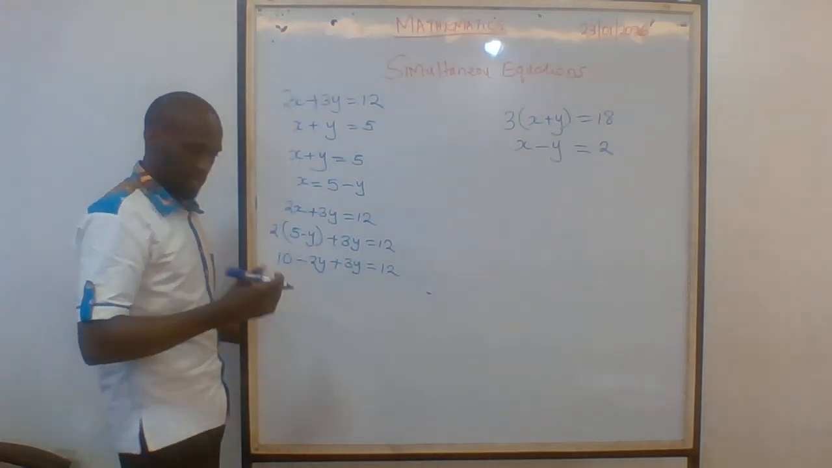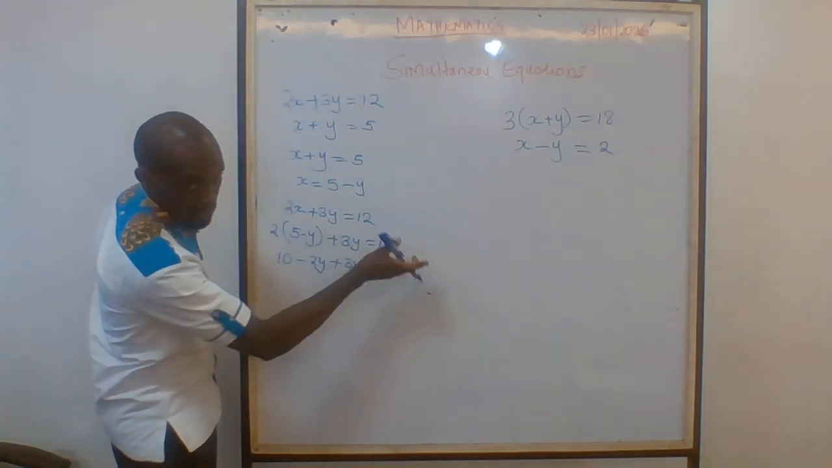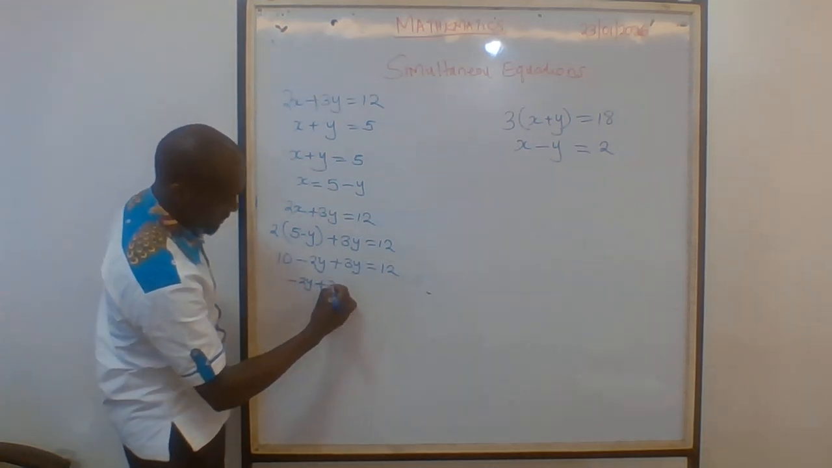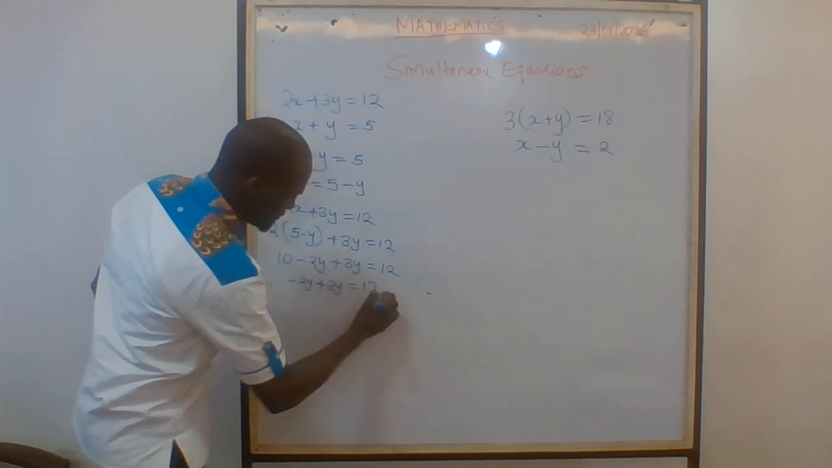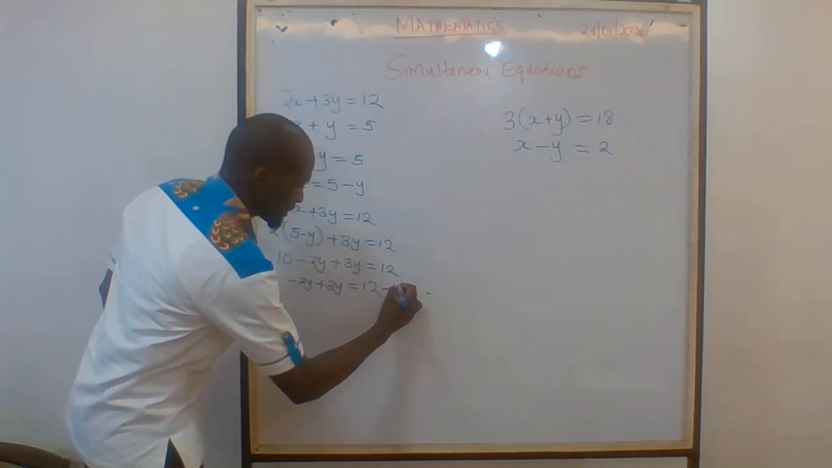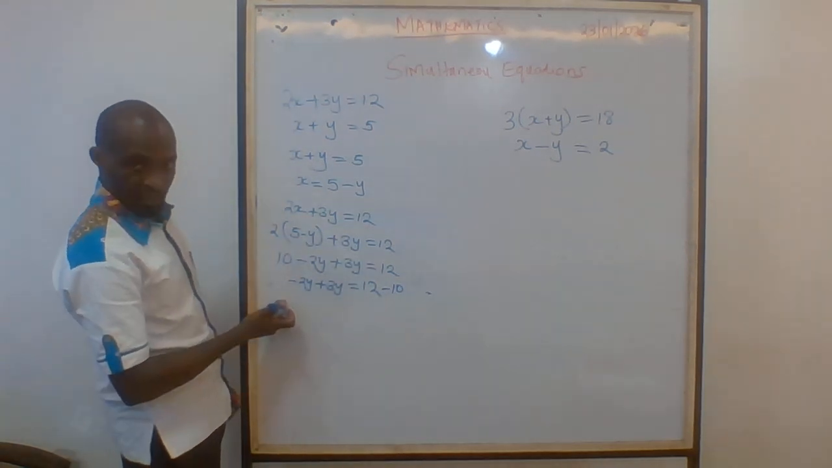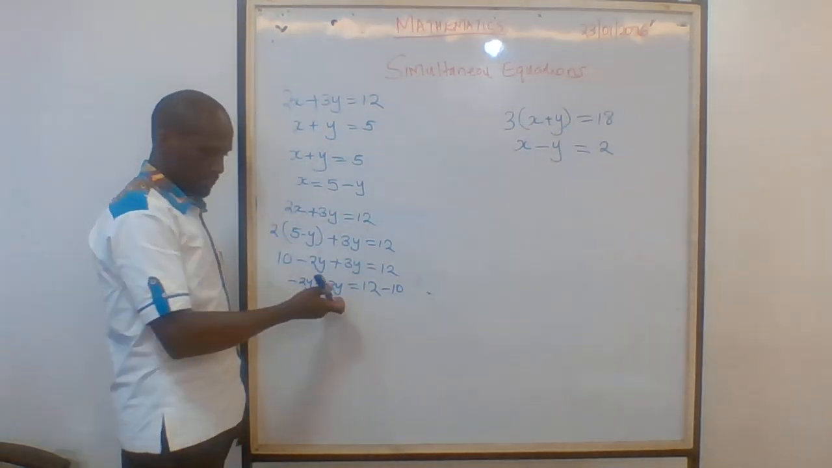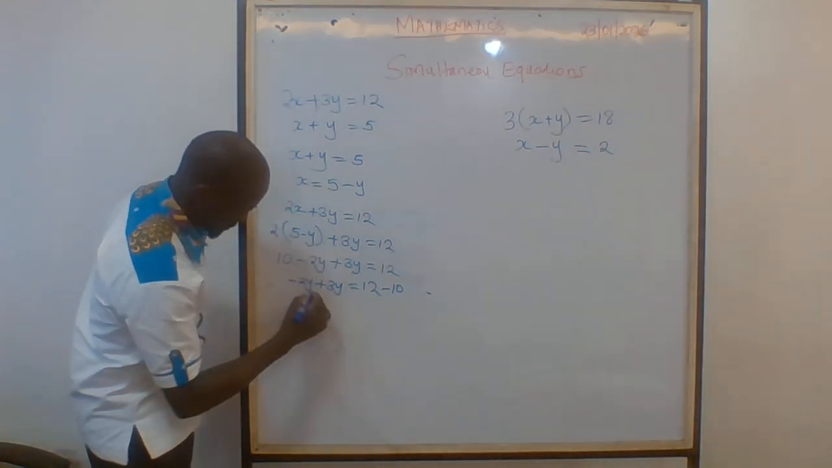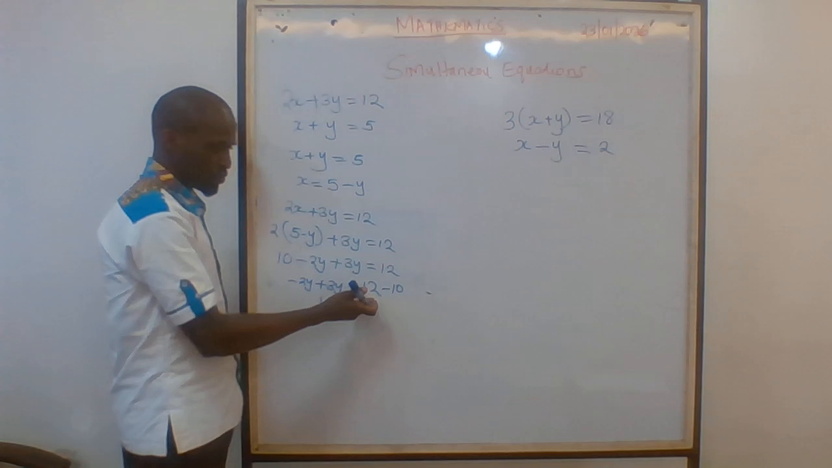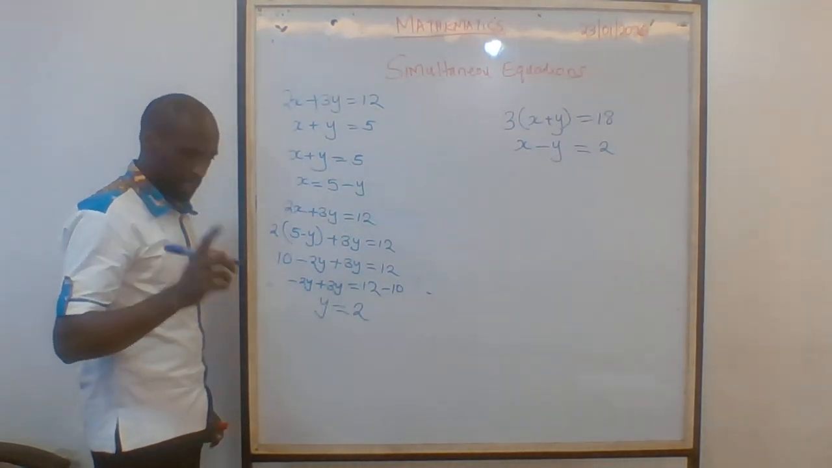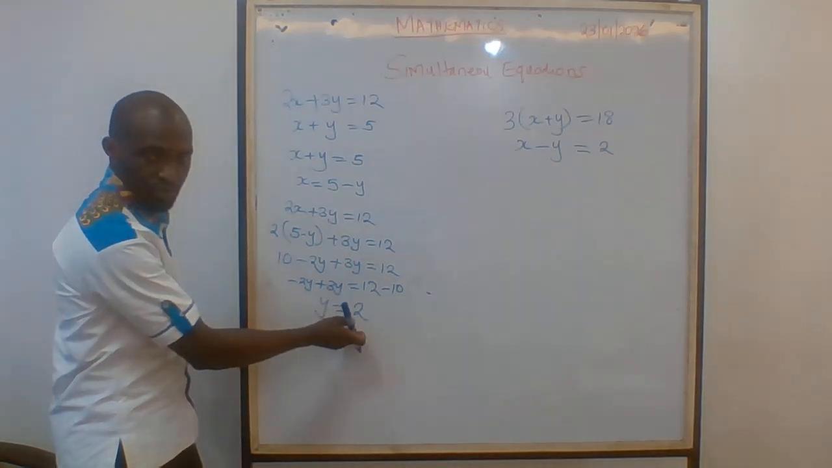Now we put the like terms together. So here we're going to take 10 to the other side so that you'll be left with negative 2y plus 3y is equals to 12. 10 was positive. When you take it to the other side of the equal sign, it becomes negative, so minus 10. So minus 2y plus 3y is going to give us y. Y is equals to 12 minus 10, which is 2. In simple terms, our y is equals to 2.